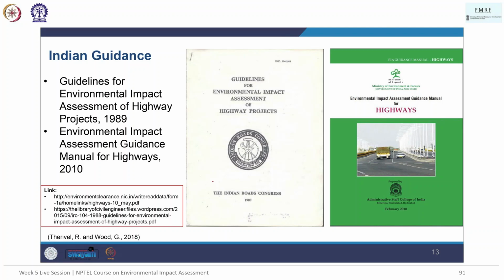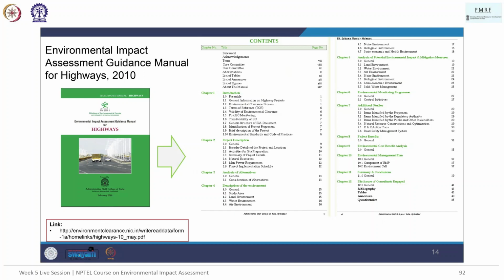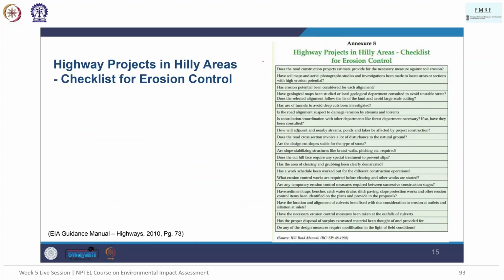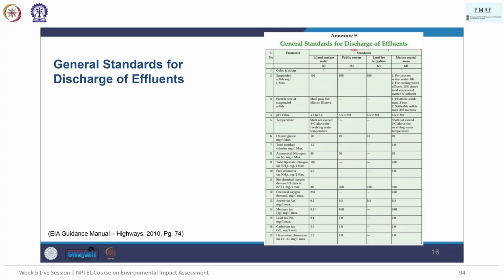So this one is from 1989, and we have an updated version, EIA guidance manual for highways in February 2010. So this is a slide showing the contents, to give an idea of what all they cover in such a guidance manual. Of particular note is that they give a checklist for erosion control. Like this is a sample of what all has been given. In hilly areas, they give a checklist for erosion control. And they also give general standards for discharge of effluent. So we might think since it's a highway, it will be very specific to roads alone, not necessarily. There are other related aspects for which guidelines are also provided. So you can see how an EIA spills over into other domains always.